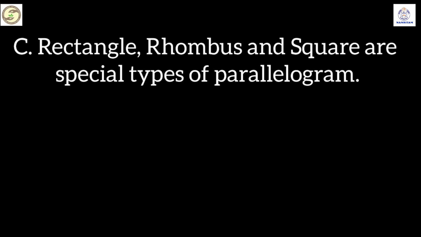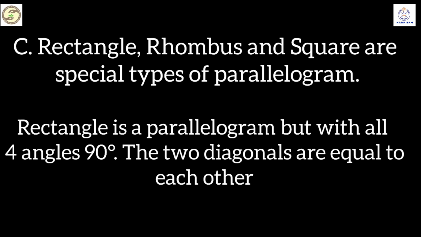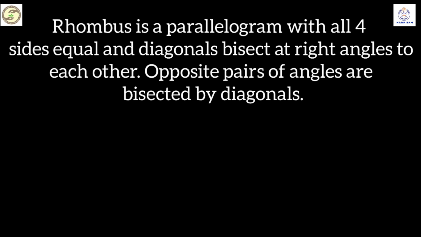Rectangle, rhombus and square are special types of parallelogram. Rectangle is a parallelogram but with all four angles 90 degrees. The two diagonals are equal to each other. Rhombus is a parallelogram with all four sides equal and diagonals bisect at right angles to each other. Opposite pairs of angles are bisected by diagonals.